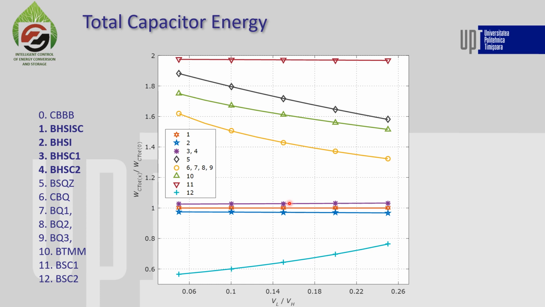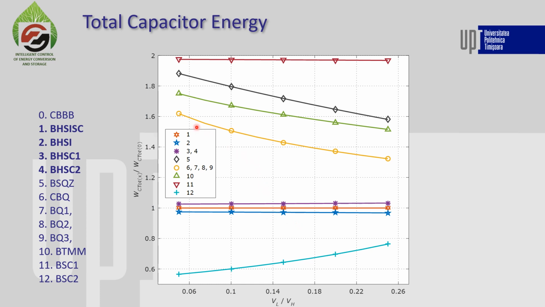Now, the inductive ripple ratio considered here is 20%. So this is a regular value, and we see how the difference looks in this manner. In my opinion, the difference is not very significant, so we can consider them as being almost the same.